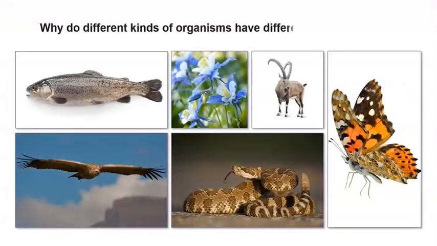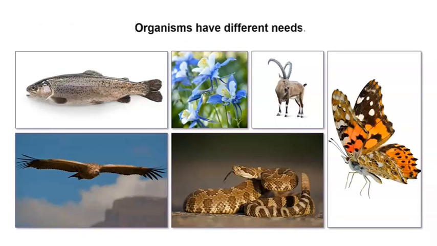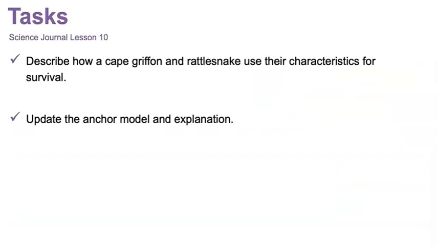So why do different kinds of organisms have different characteristics? After our investigations today, I think different organisms have different characteristics because they live in different environments and have different needs. In our next lesson, we'll take a look at what makes a particular organism a good fit for a particular environment. Let's review your tasks for today. First, describe how a Cape Griffon and a rattlesnake use their characteristics for survival. Second, update the anchor model and explanation.